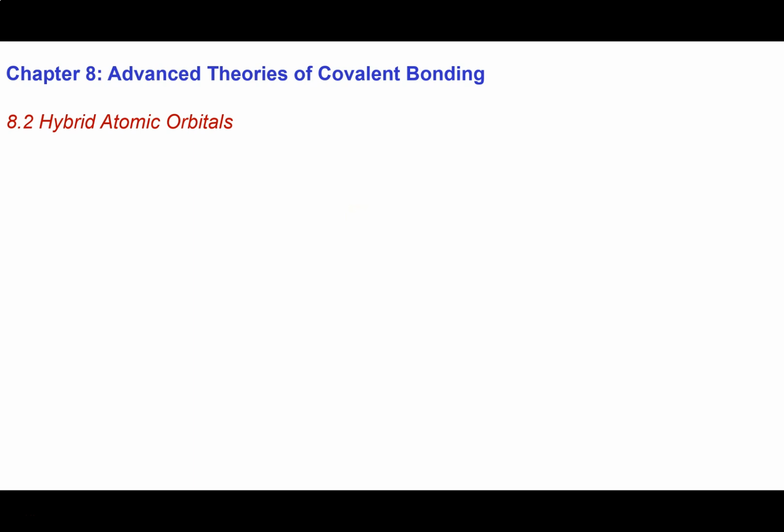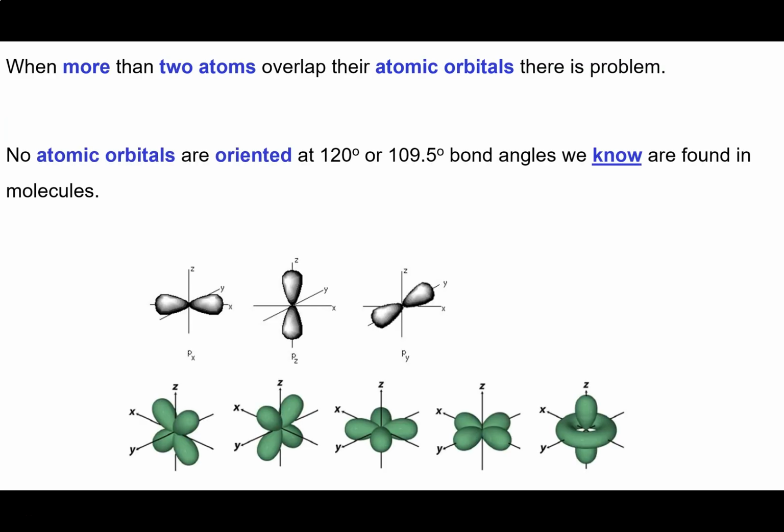So in this section, we're going to be talking about the concept of hybrid atomic orbitals. According to the valence bond theory, when two atoms overlap their atomic orbitals, the overlap that leads to the greatest area of overlap is going to lead to the strongest bond.